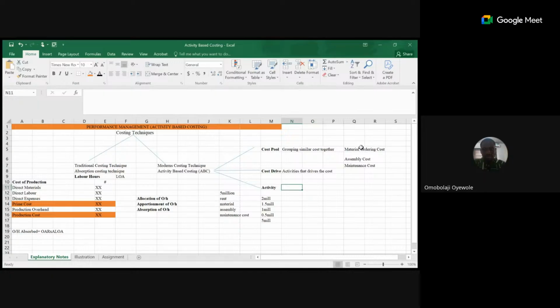Cost driver: these are activities that drive what? Cost. Then we talk about what? Activity. So when we talk about activity, it simply means, from the word activities, all the major activities that are carried out in an organization. That's the area of operations that an organization wants to achieve.